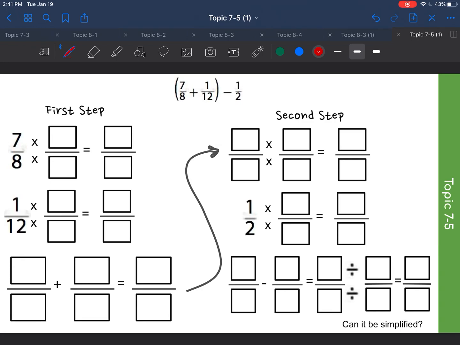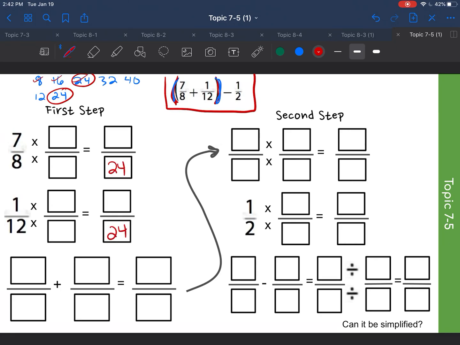Now, this is what I wanted to review with you guys. This is bringing all of our skills together, okay? We're going to do some addition and subtraction in a problem. So the first step, if you remember order of operations, whatever's in a parenthesis, which is this part right here, you always do first. So we're adding 7/8 plus 1/12 first. So we need to find a common denominator. 8, 16, 24, 32, 40. 12, 24. Do I have to keep going? No. Lowest common denominator is 24.